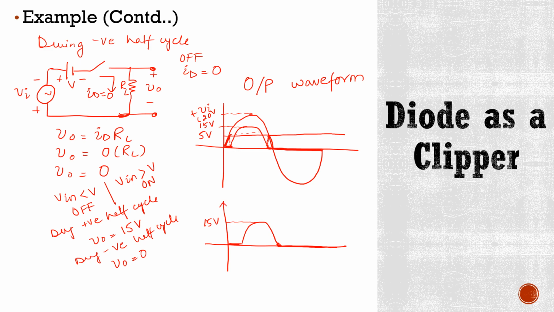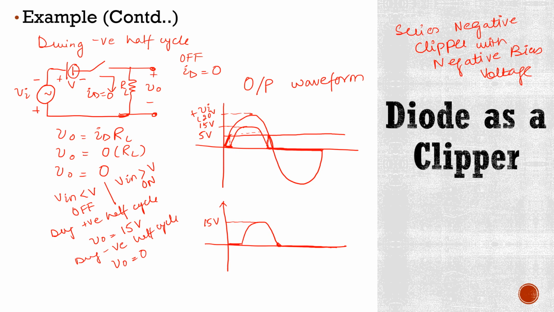So as you can see here, this negative half cycle of input is clipped and this configuration is series, and here this negative terminal of battery is connected to diode. It means this is an example of series negative clipper with negative bias voltage.